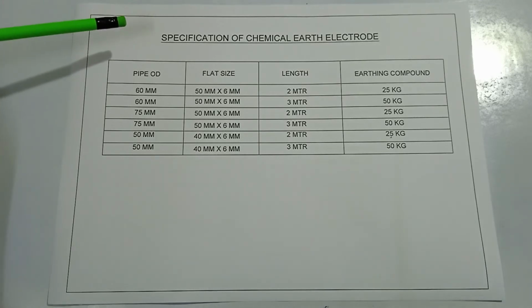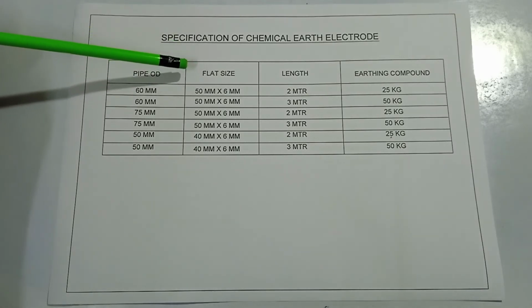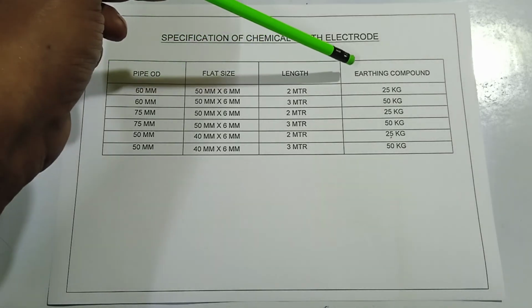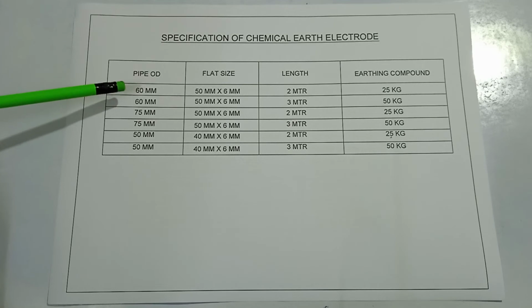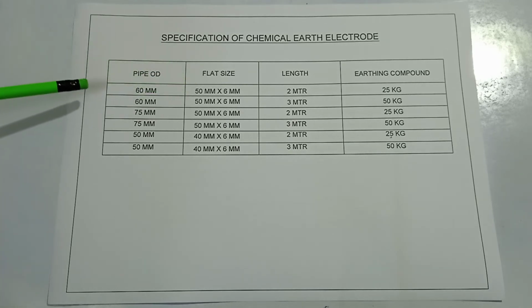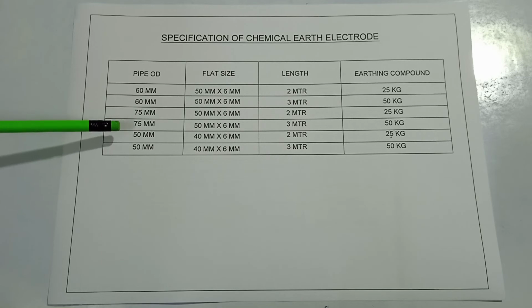Specification for chemical earth electrode. Here it is pipe OD, outer diameter, and this is the flat size, and this is the length, and earthing compound in kg. Pipe OD 60 mm, flat size 50 mm into 6 mm, length 2 meter, earthing compound required 25 kg. 60 mm, flat size 50 mm into 6 mm, length 3 meter, and earthing compound required 50 kg. 75 mm outer diameter of pipe, flat size 50 mm into 6 mm, length 2 meter, earthing compound required 25 kg.